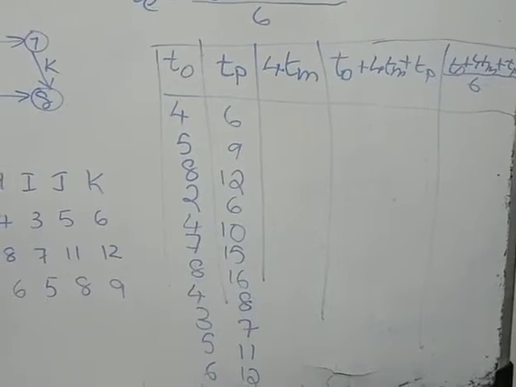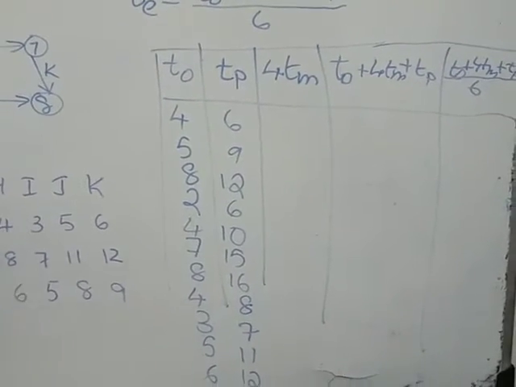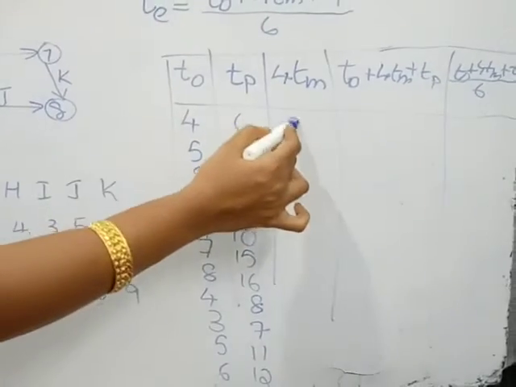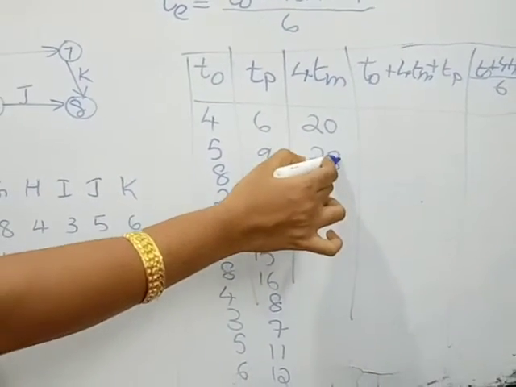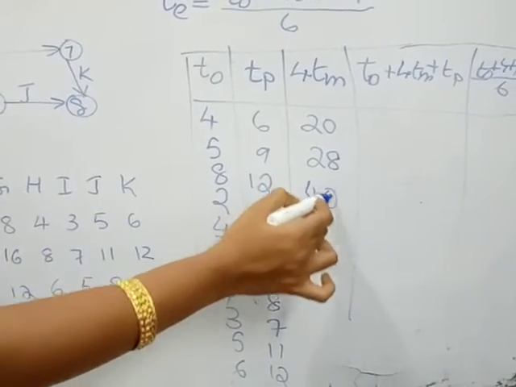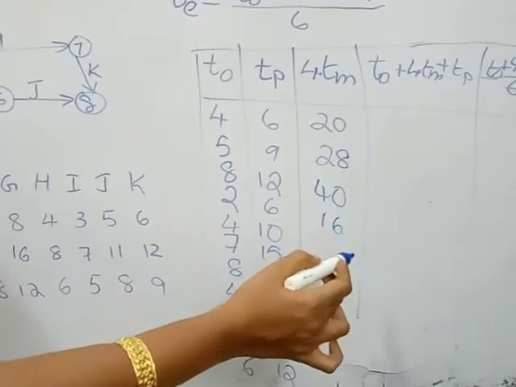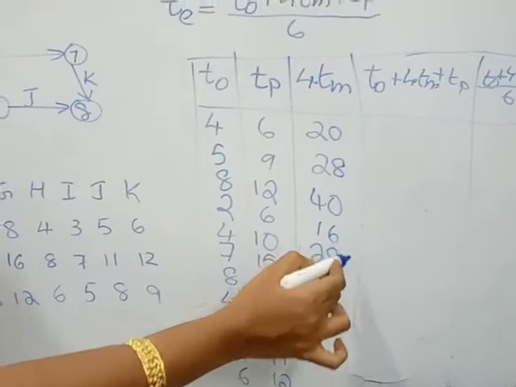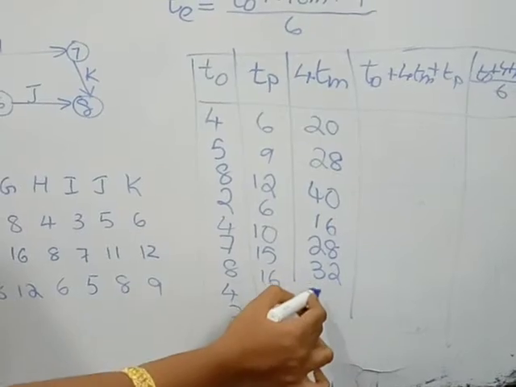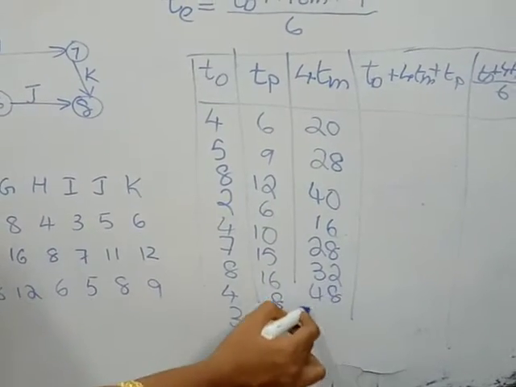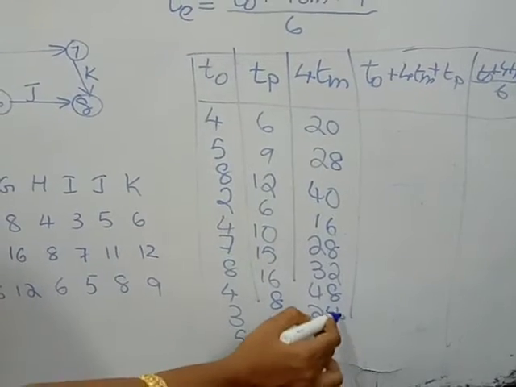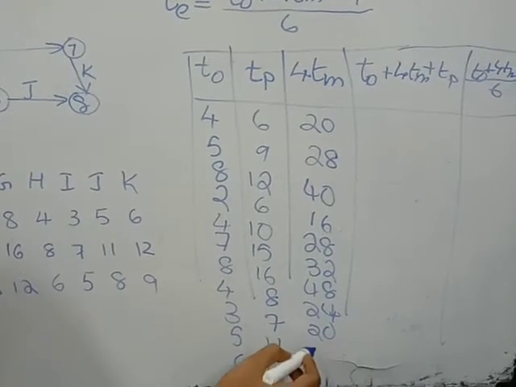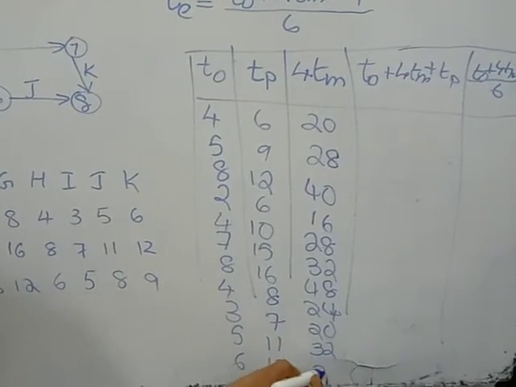Now you have to multiply the most likely time with 4. So multiply the given time by 4. 4 5s are 20. Second time is 7, so 28, 40, 16, 28, 32, 48, 24, 20, then 32, and finally 36.